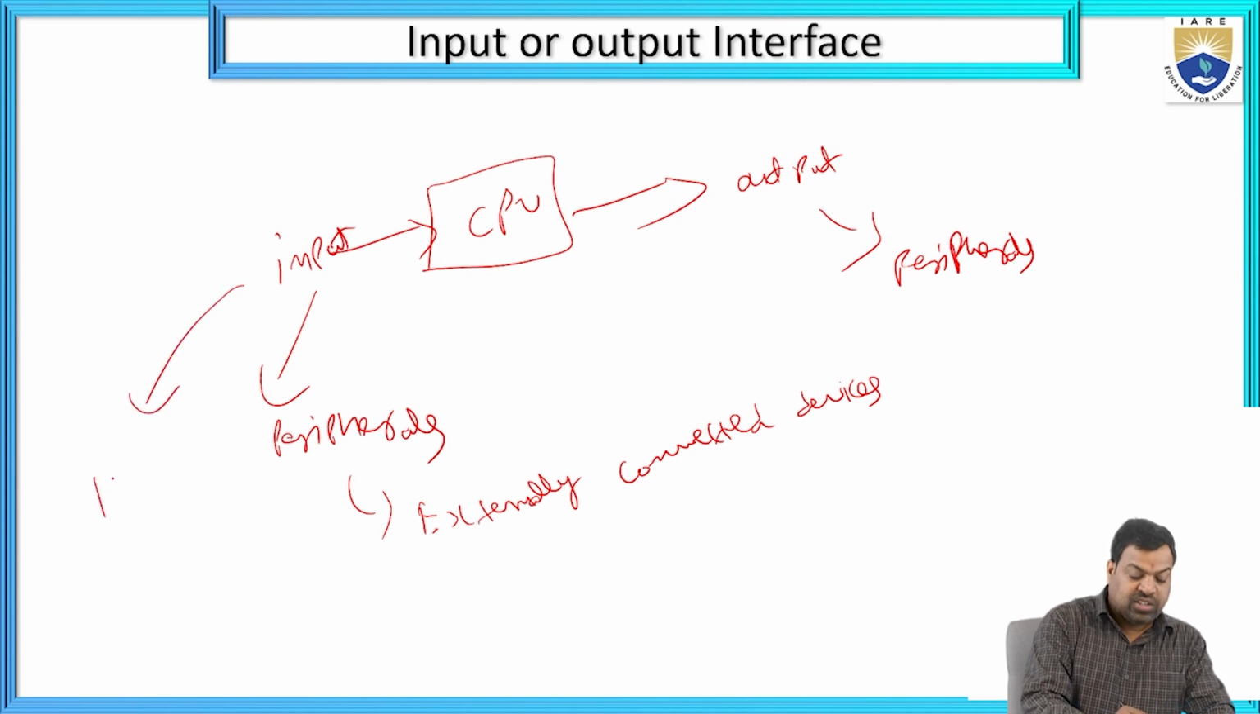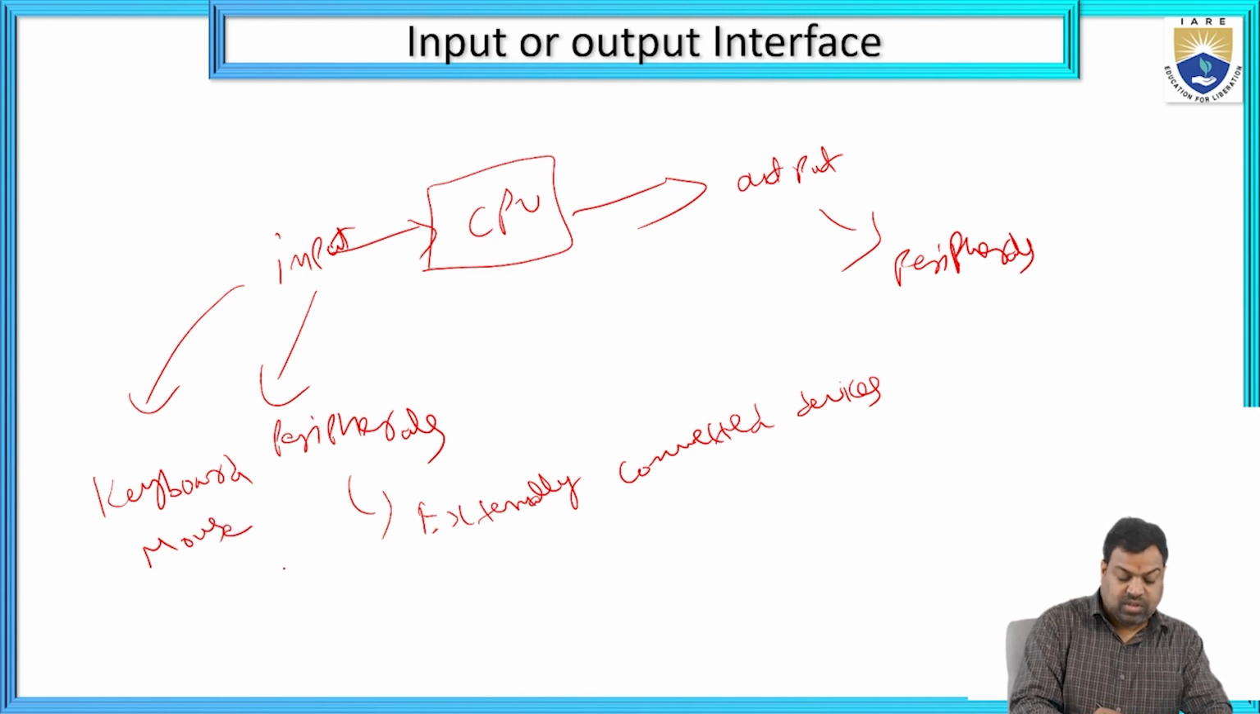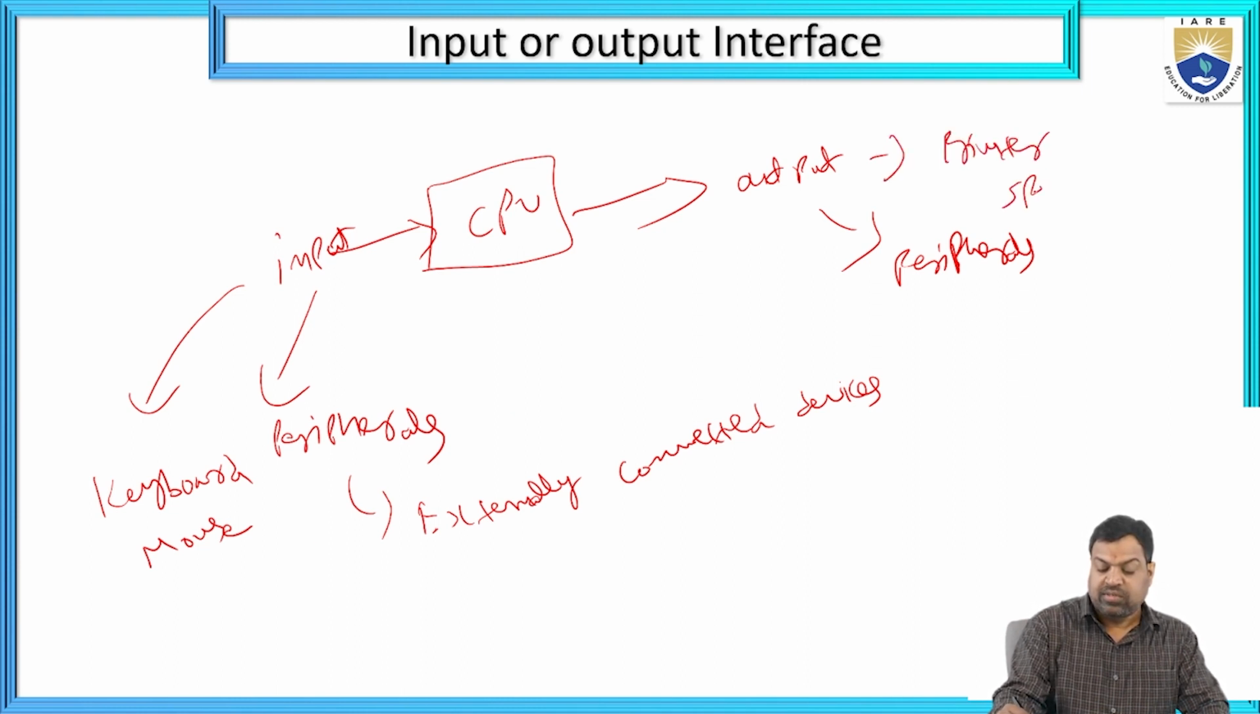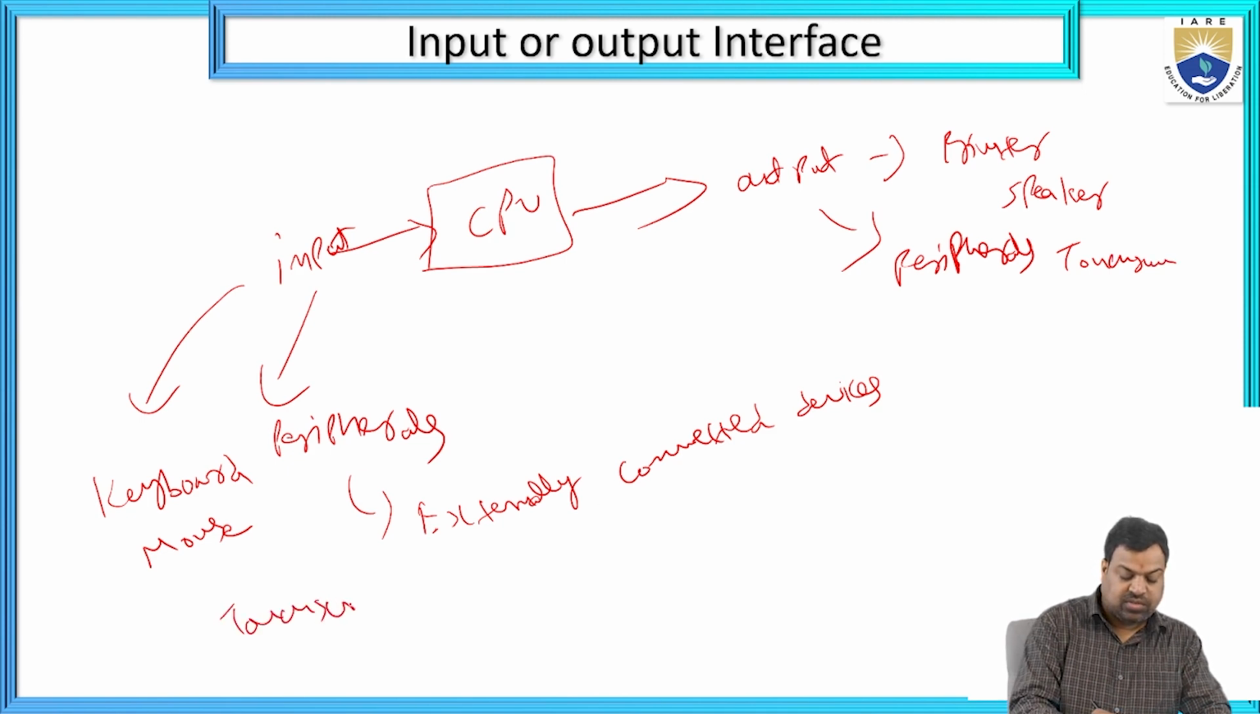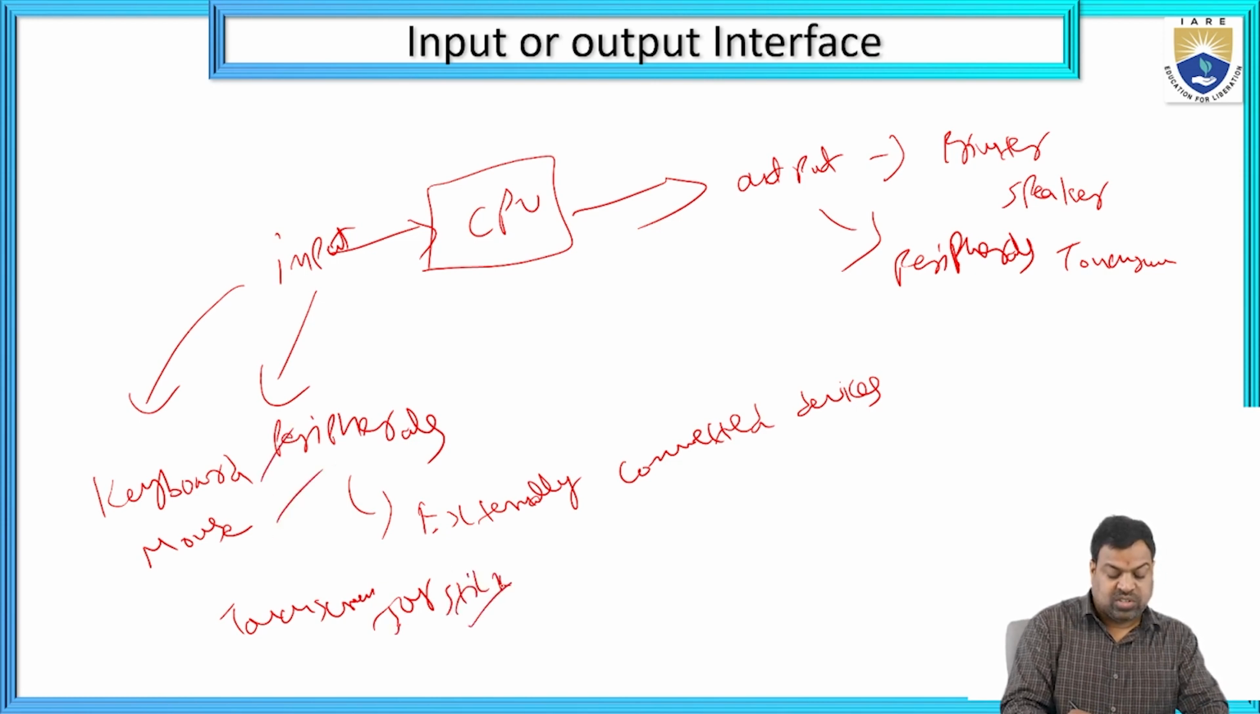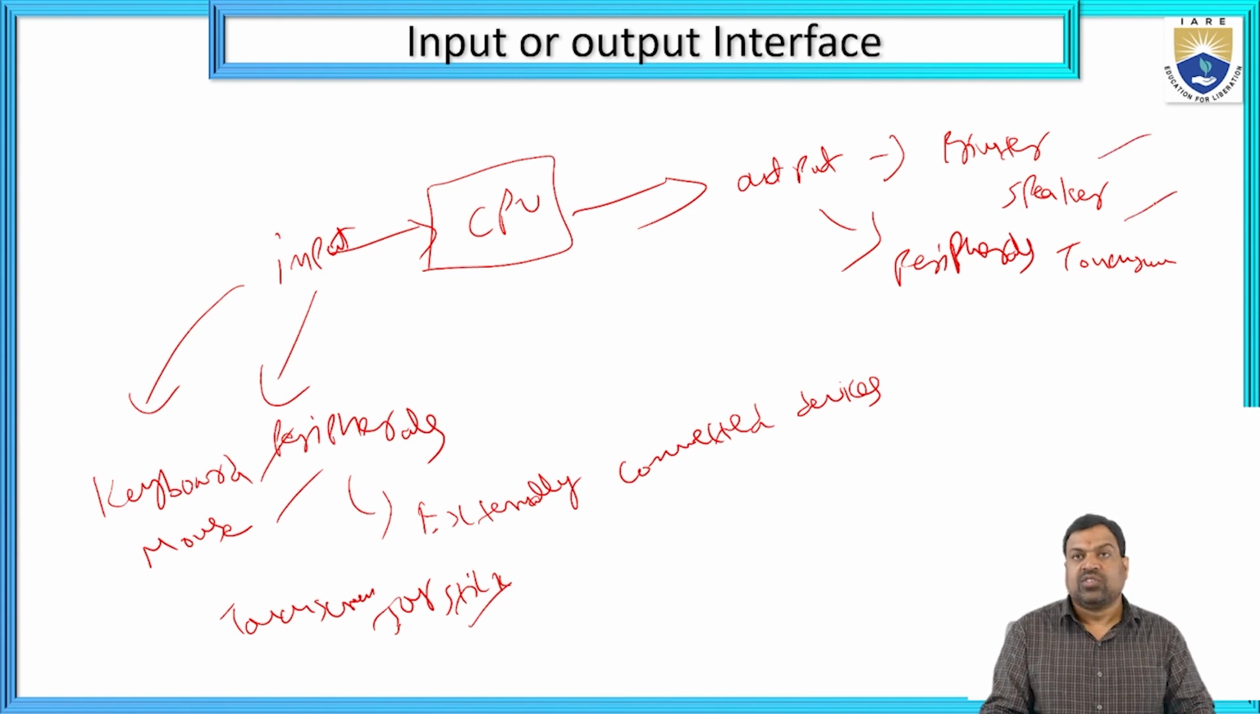So what are the inputs here? Suppose I am taking keyboard, mouse. Outputs are printer, speaker, and here touch screens, joystick. So these are the keyboard, mouse, touch screen, joystick, printer, speaker. These are the inputs and outputs of the CPU. So they are connected externally to the CPU. Those are called peripherals. Peripherals means externally connected devices to the CPU.